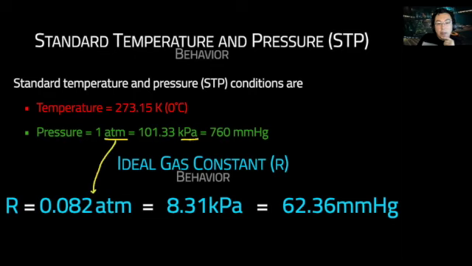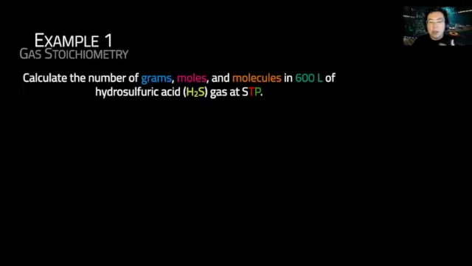If we have kilopascal in pressure, we're going to be using this number as a constant. And if we have millimeters of mercury, we're going to be using this number as well as a constant in these problems. So what now, right? So let's check out one example.